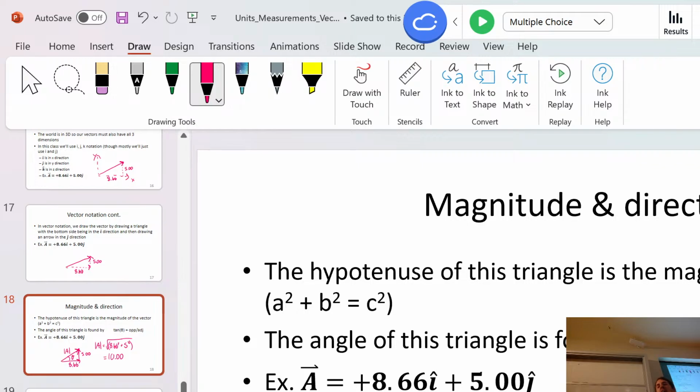SOHCAHTOA. Sine is opposite over hypotenuse. Cosine is adjacent over hypotenuse. Tangent is opposite over adjacent. If we look at our handy-dandy triangle, that's the opposite. That's the adjacent. 5 is the opposite. 8.66 is the adjacent. And again, because you all are fairly capable with math, I am not going to write out quite all the math steps there. I just plugged in 5 is the opposite, 8.66 is the adjacent, and to get rid of the tan, you do tan inverse. This is something you're going to have to do.